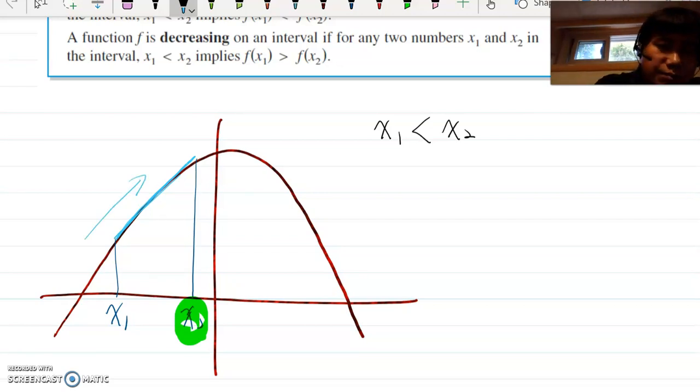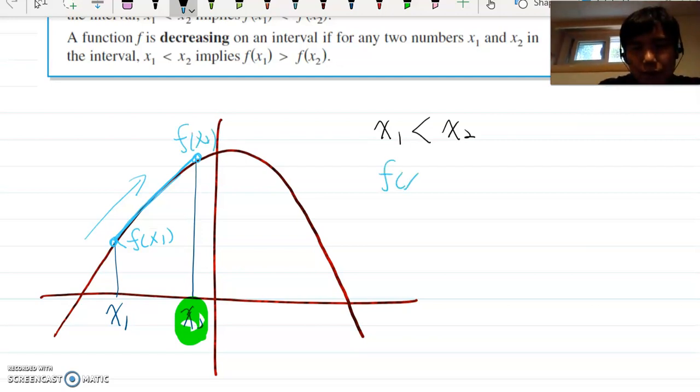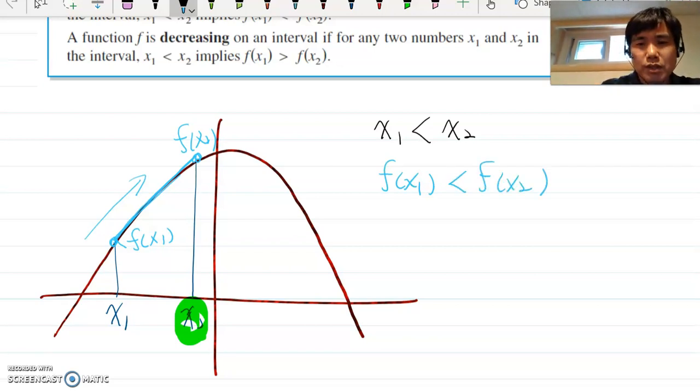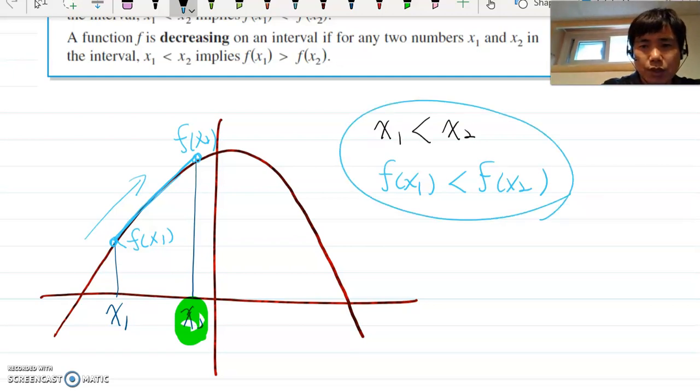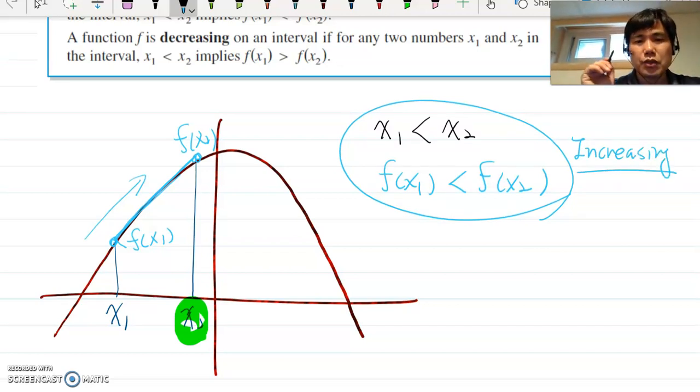Now this is f(x1), this is f(x2). So f(x1) is definitely less than f(x2). In this case we say it is increasing. Make sense?